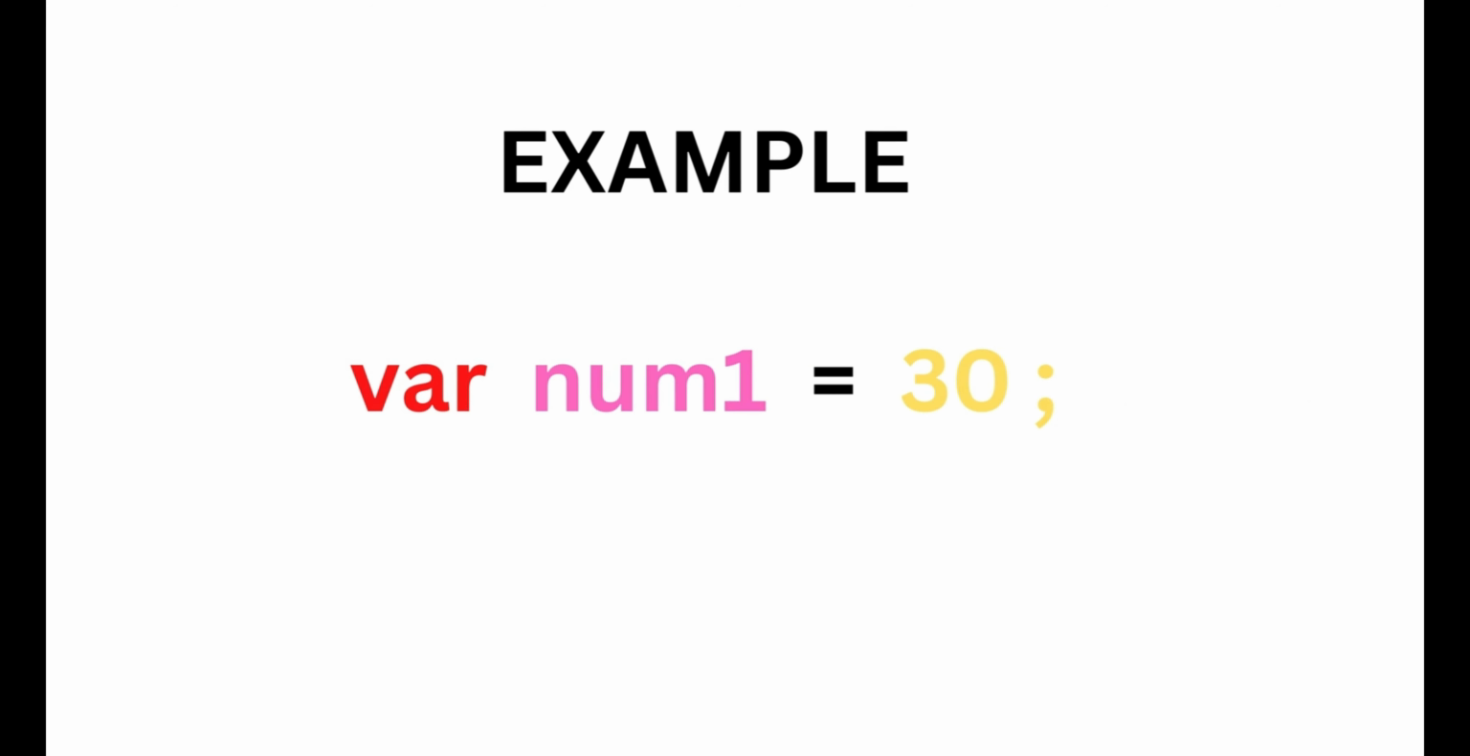Here the var keyword is used. After that, put the name of the variable. The variable name can be changed; it can be of your choice. After that, put an equals to sign. The equals to sign is used to assign the value to the variable. Here 30 is the value of the variable, and put a semicolon at the end.